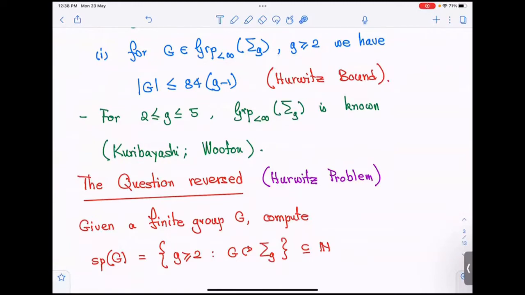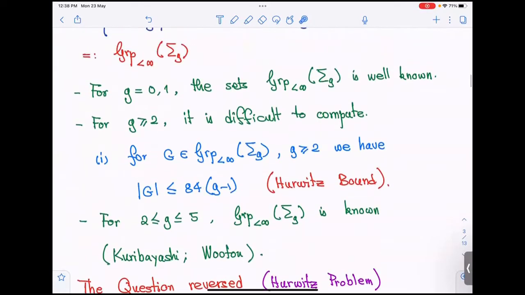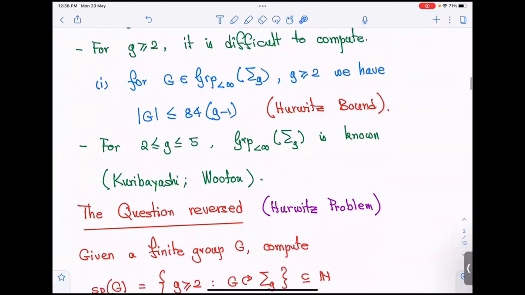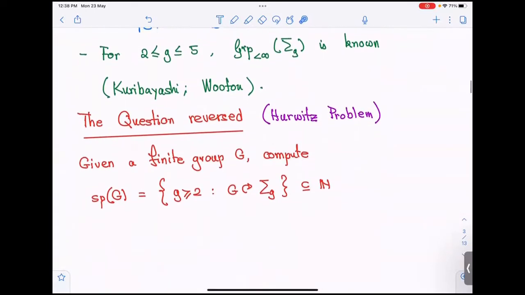So if I fix a group G, all the groups that happen to be here are bounded above by this number. Now the point is, this has an advantage if you look over here also. The spectrum set is basically the set of all genus greater than or equal to 2 such that the group acts on sigma g. This question is named the Hurwitz problem.